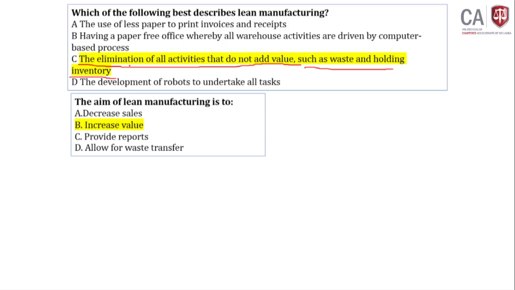So, please remember this answer, because when there is a question, they will try to put this as an answer somewhere, right. The aim of lean manufacturing is to increase value. None of the other answers. This is the answer, increasing of value. So, you have understood well about what lean manufacturing is. So, you can answer any question in lean manufacturing now.